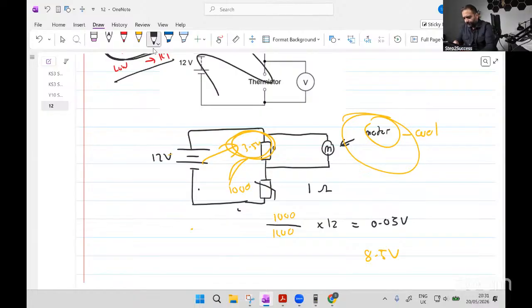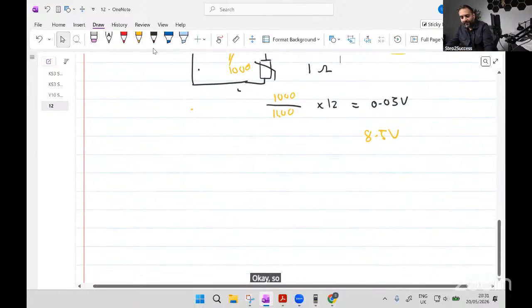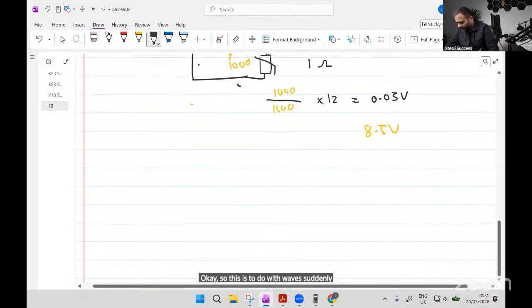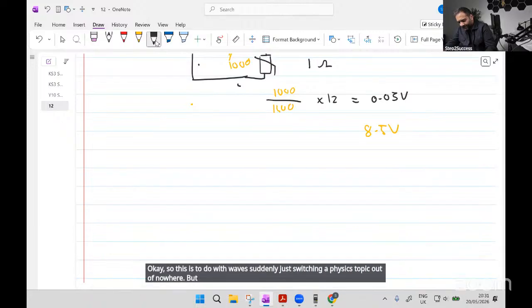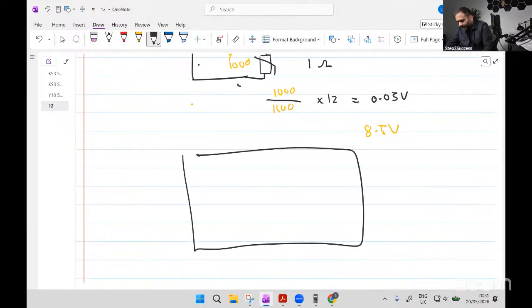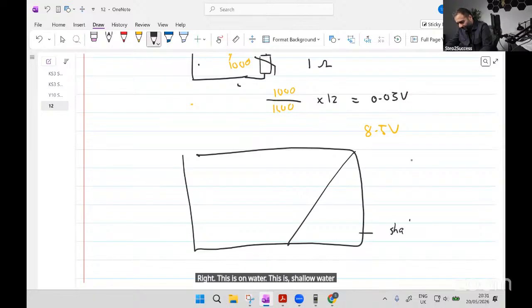Okay, so this is to do with waves. Suddenly, just switching a physics topic out of nowhere. But let me do the illustration here. Right, this is some water. This is shallow water, and this is deep water.